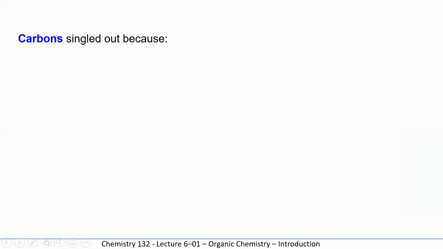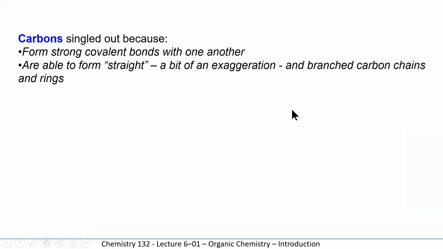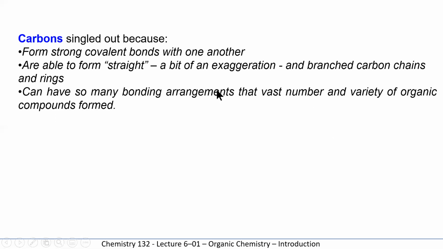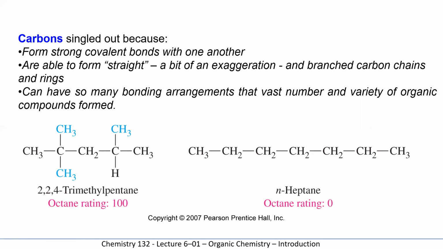Okay, now carbons are singled out because they form 4 strong covalent bonds with one another, and they can form these long chains. Now, when we show them in straight lines, that's a bit of an exaggeration. The bonding arrangements are not really straight, they're really bent, but it's convenient when you're drawing them on paper to simply show them as straight lines, just to make it easier to fit them into various spaces.